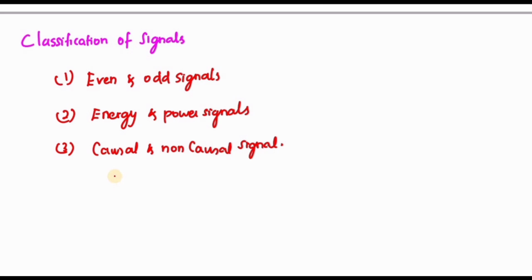First one is even and odd signal. Second one is energy and power signal. And third one is causal and non-causal signal. So what does causal signal mean? Here the h of n value is equal to 0 for n less than or equal to 0. That is called a causal signal.